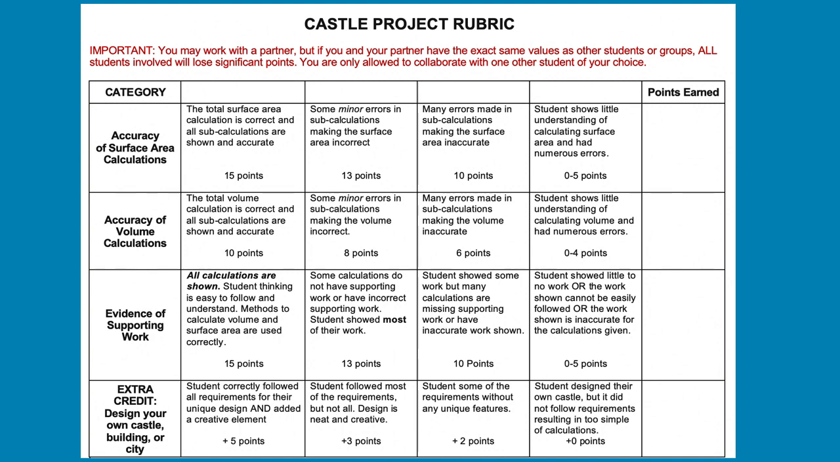Lastly, let's say you just choose to design your own castle, building, city, robot, whatever you want to design. The maximum of extra credit points you can earn is plus 5 points, and it is out of 40. So you could earn a 45 out of 40 if you designed it and did everything correct, which is an awesome extra credit opportunity. But I do recognize that there is a lot of work involved and a level of creativity, and I recognize some people might not want to do that.